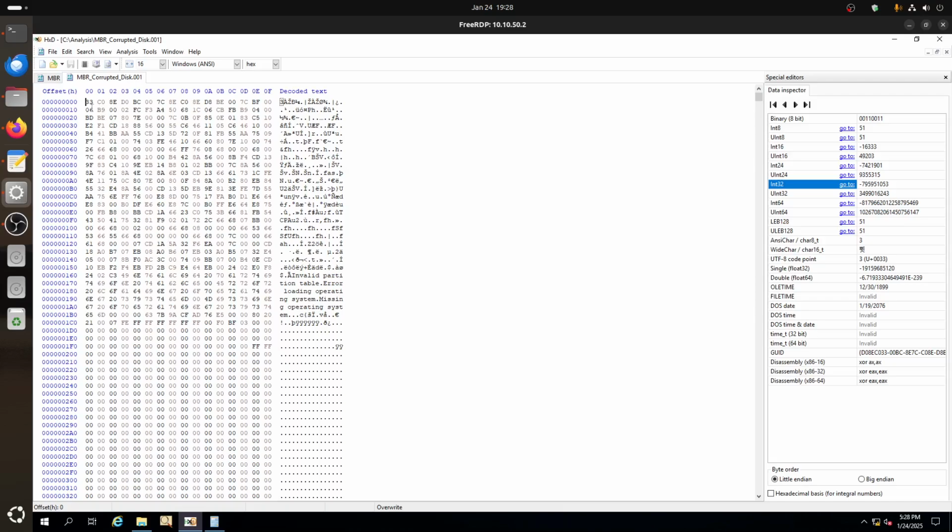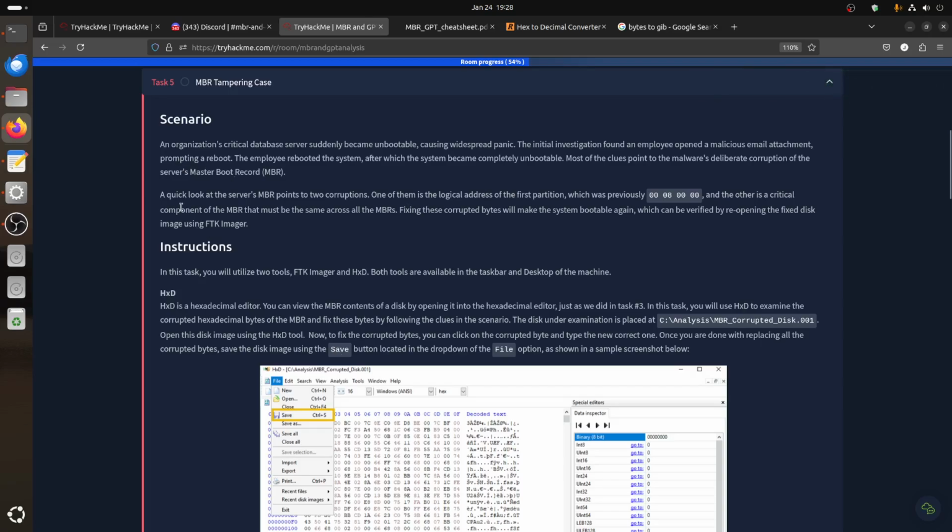As he said, the first 64 bytes, we are not interested in. Where do we enter? You can see they tell us a quick look at the 7 we are pointed to corruption. One of them is the logical address of the first partition. They give us the correct logical address for the first partition, and they don't tell us the other one. We need to fix it.